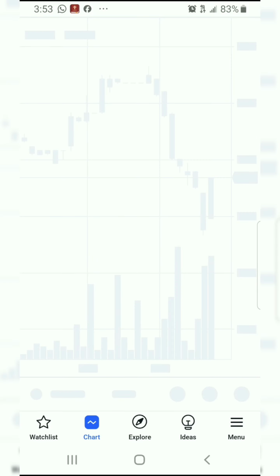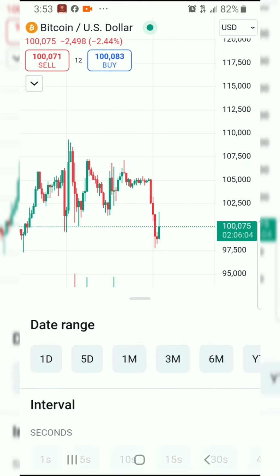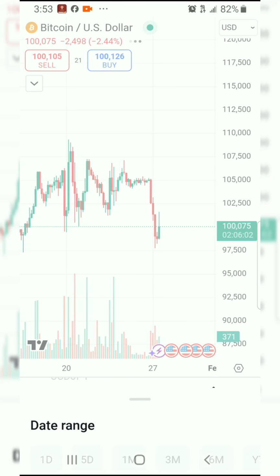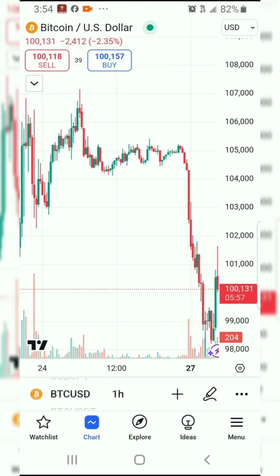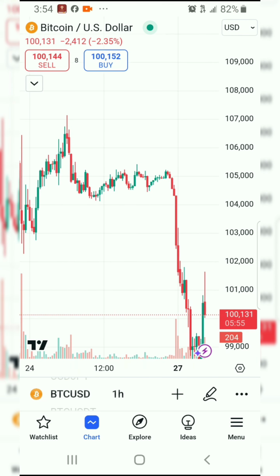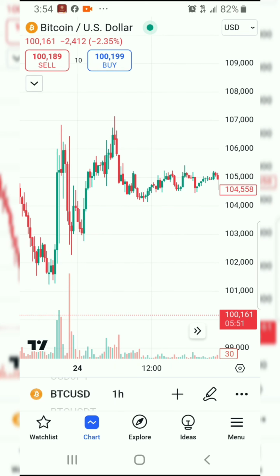I'm going to be using TradingView. It's just going to be a quick technical analysis, a trend line strategy. So we're going to go over to the 1 hour time frame. All you have to do is basically, we're going to assume the markets are here, and you're on the 1 hour time frame.